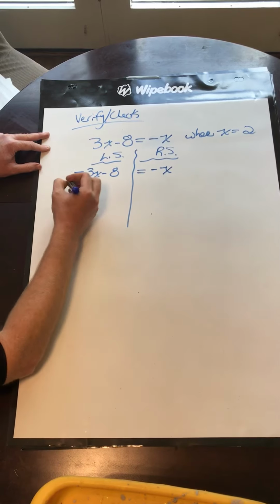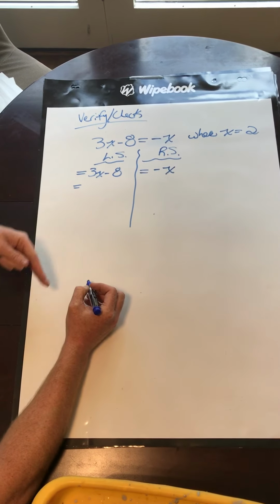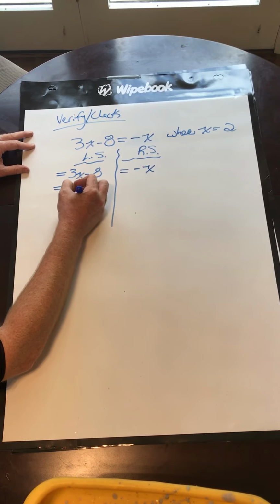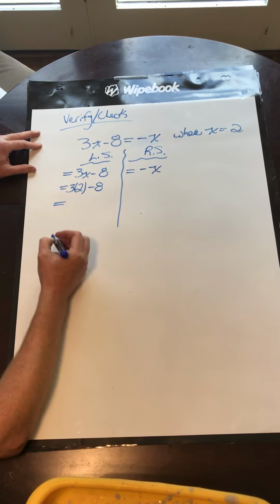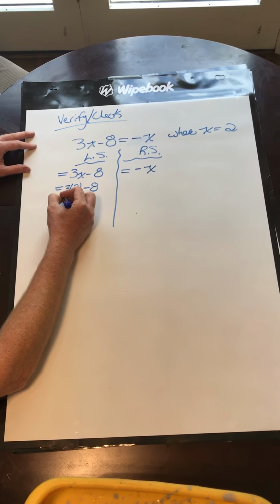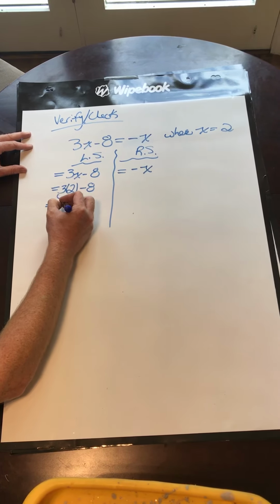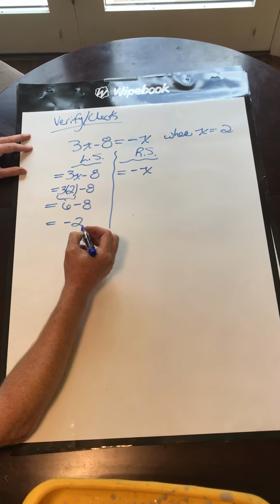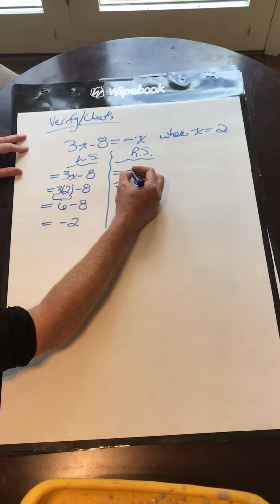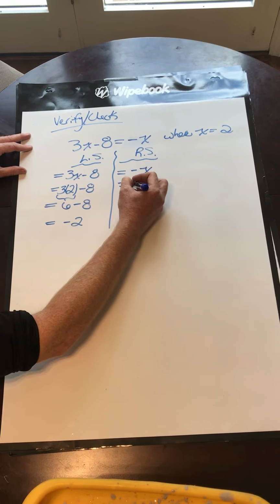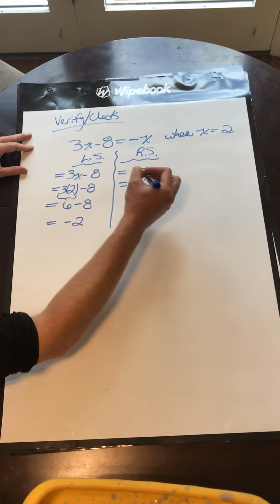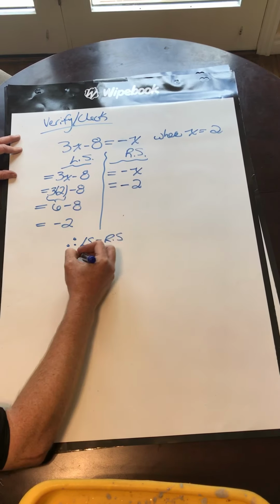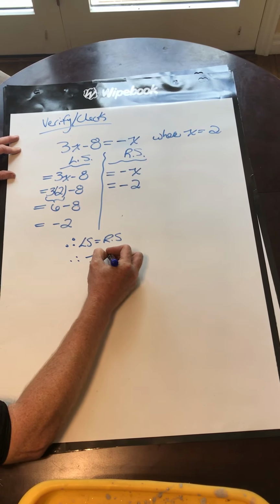And I work on one side at a time. I'm going to work on the left side first. So I have 3x minus 8. I substitute 2 in for x. I use my BEDMAS rules. Remember, this is multiplication here. I get 3 times 2 is 6 minus 8 is equal to negative 2. On the right side, I have negative x. I substitute in for x, and I get negative 2. Therefore, left side equals right side. Therefore, x is equal to 2.